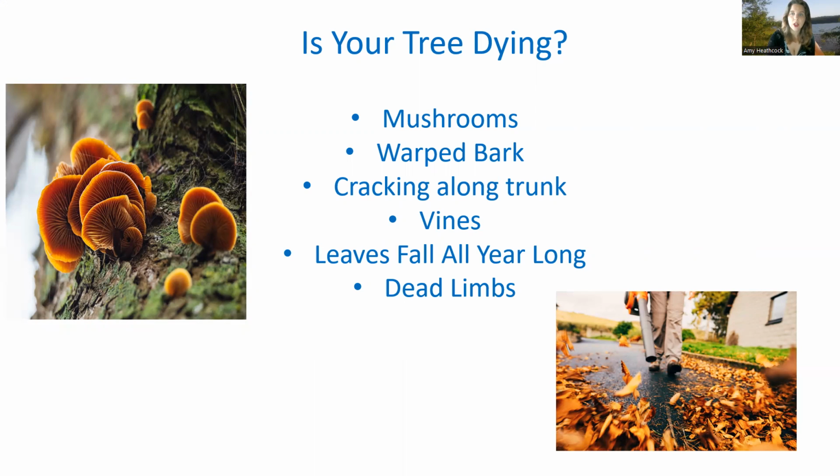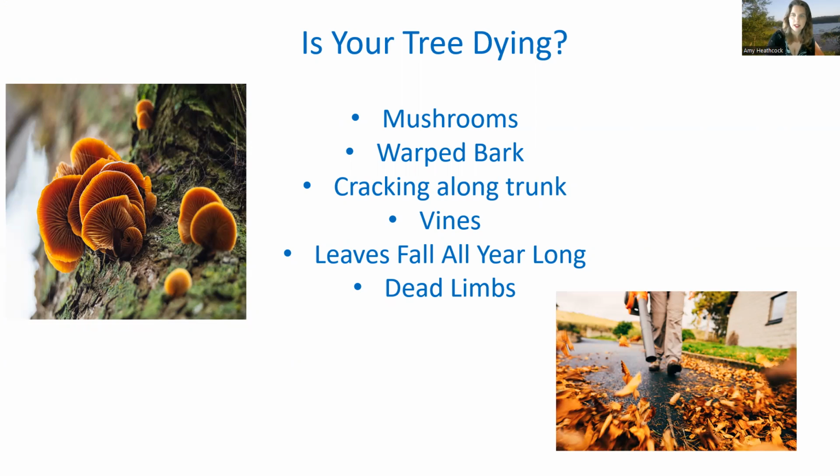So, cracking along the trunk, you need to get that taken care of immediately. Vines. If there are vines growing up your tree, they are choking your tree. Vines grow really fast and they cause problems pretty quickly. I've seen vines kill a tree within 2 years, and it had to be replaced because it was just not getting the nutrients it needed, and it started to grow mushrooms and warped bark, and it started to waterlog. It still has leaves, but in places it's waterlogging.